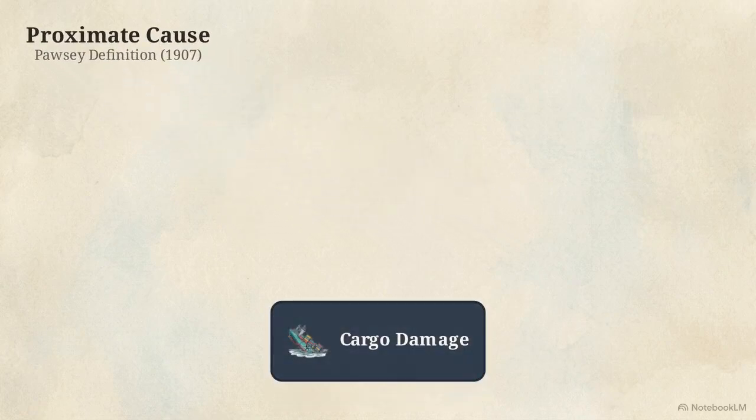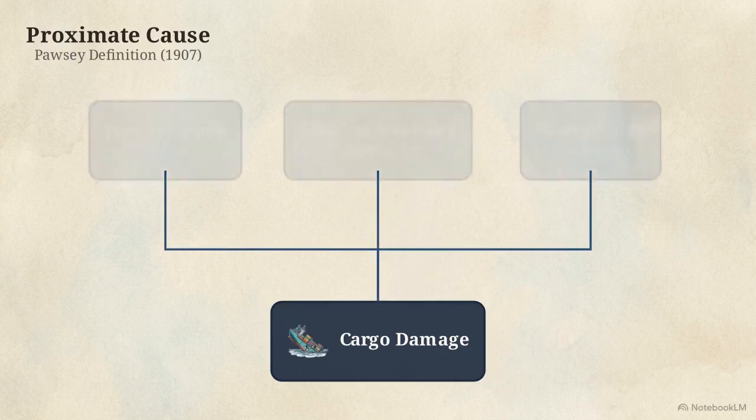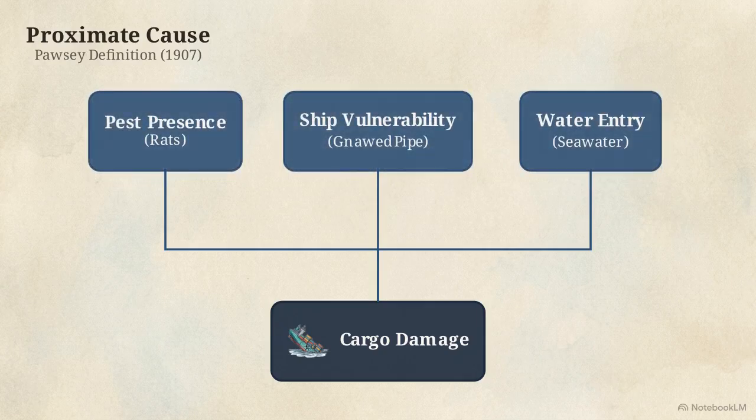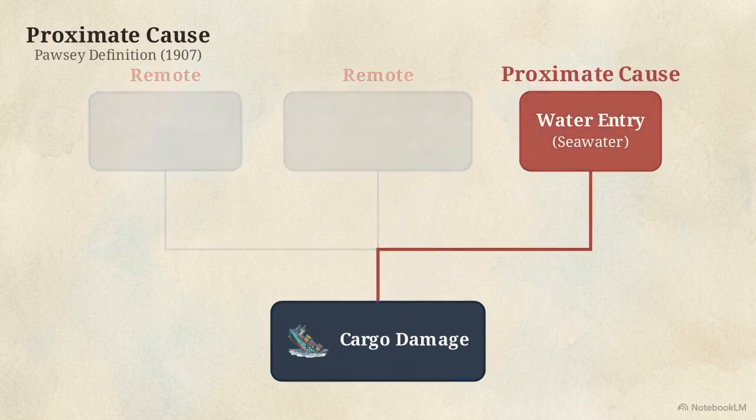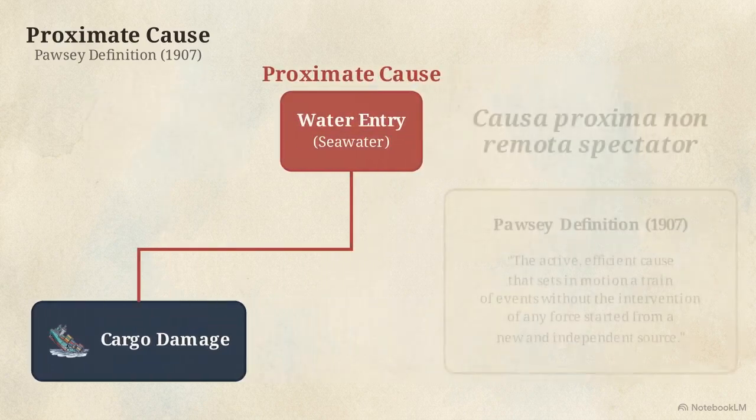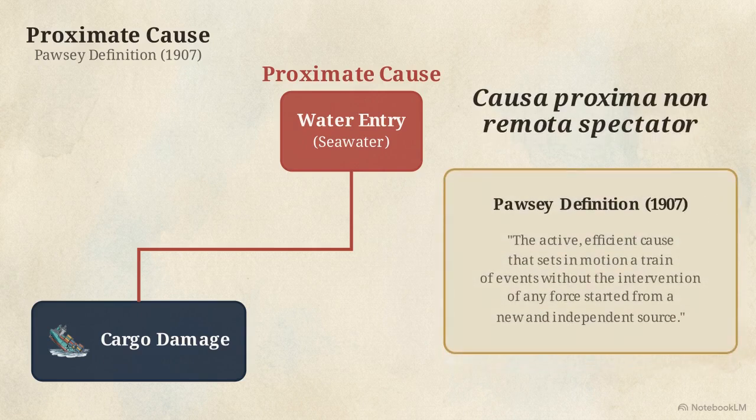To determine coverage, the law isolates the active, efficient cause that sets a train of events in motion, independent of secondary forces. Consider a cargo of rice ruined because rats gnawed through a pipe, allowing seawater to flood the hold. Under the law, the presence of pests and the vulnerability of the pipe are evaluated as remote causes. The entry of seawater, a recognized peril of the sea, is legally isolated as the proximate cause, overriding the rat's teeth.